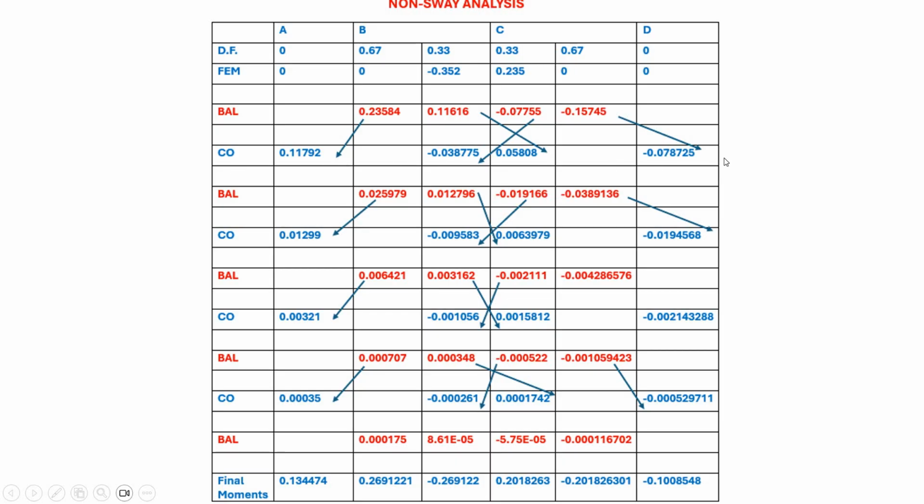Once you compute the carryover moments, you are left with some moments at joints B and C. Similarly, in the opposite direction, you apply moments with the distribution factors 0.33 and 0.67. So this row is for balancing. The same procedure is repeated until you get the same values consistently or values nearing zero. Then you stop balancing and estimate the final moments.